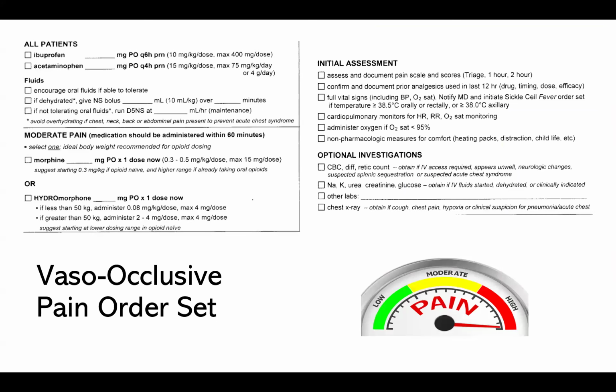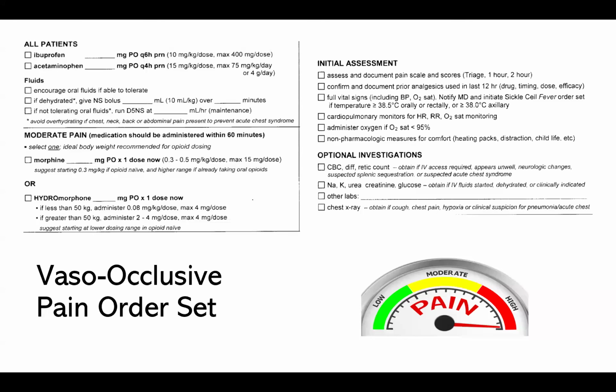So if things are not working out at home and the pain's just not manageable, then for sure they're coming to the emergency room. You want to start with your initial assessment. So again, assessing and documenting the pain scales and scores, confirming with the parents what analgesics were given when and the timing of them, a full set of vitals and monitoring. You want to make sure that our patients are oxygenating and satting well. Majority of our patients that come in for straightforward pain will most likely get a CBC diff and retic done on them.